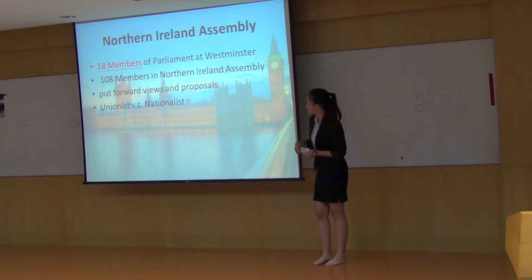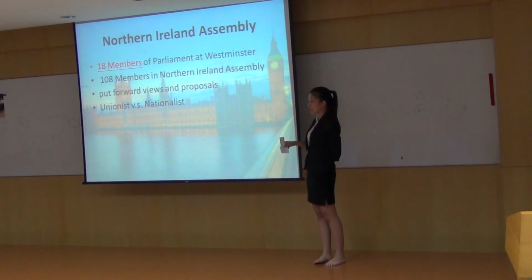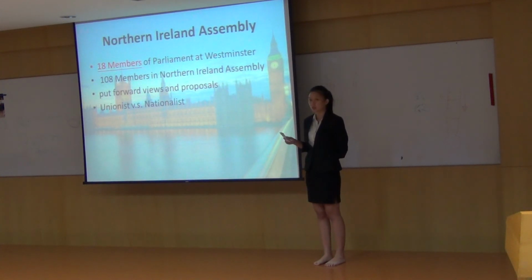The unionists are those who want to remain part of the UK. They want to stay part of the United Kingdom, and they belong to the Church of Ireland. And the nationalists are those who want a united Ireland. They are mostly Roman Catholics.